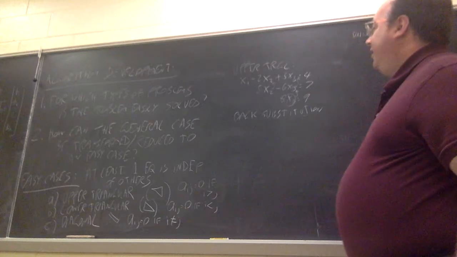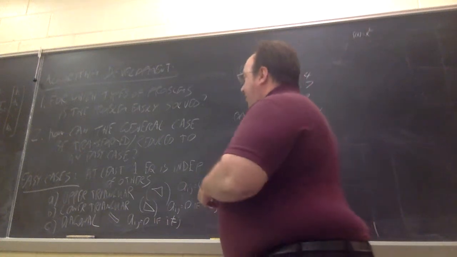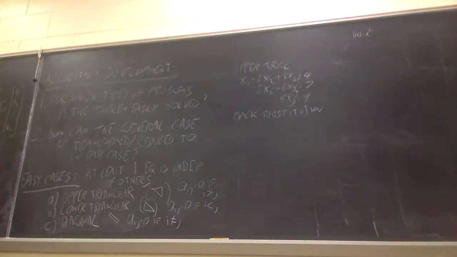So now that we settled the first question, what is an easy case to work with? Let's just stick with upper triangular. How to reduce a general matrix to upper triangular form. And that's where Gaussian elimination comes in.